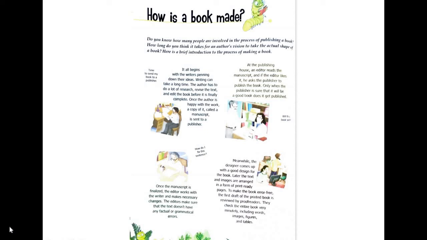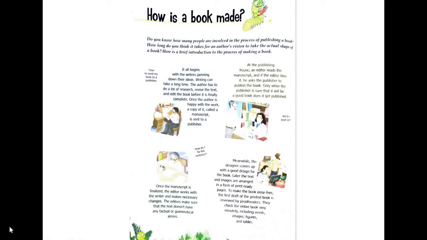Meanwhile, the designer comes up with a good design of the book. The design is also there on the book. For example, if you have your English notebook or GK notebook, the cover is very much colorful, designed according to the pattern and the content inside the book. Later, the text and images are arranged in a form to print ready pages. Also, the pages, you can see this page also, there is a caterpillar, the style of the title of the chapter, also the border down. You can see how the page is designed.